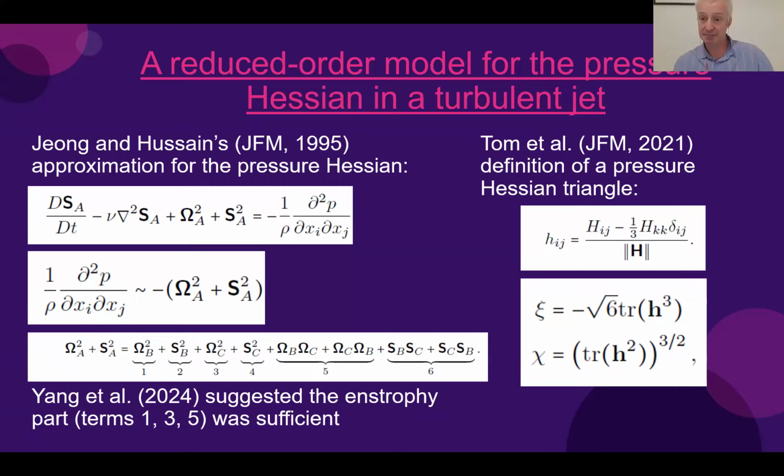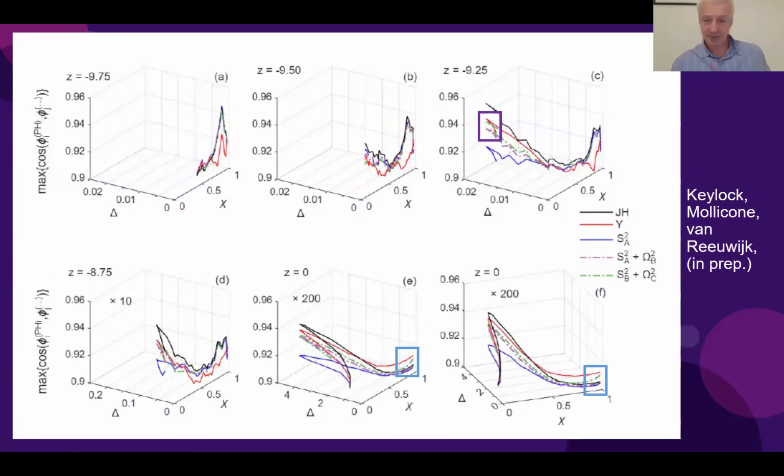And this term chi representing the pressure Hessian. And I'm basically going to look at the alignment between this approximation for the pressure Hessian and the pressure Hessian itself. And I'm doing this as a function of distance from the edge of the jet, top left corner, Z negative 9.75, right on the very margins of my jet, right onto the center line, Z equals 0, which is the bottom couple of panels.